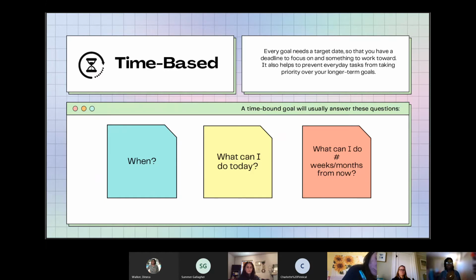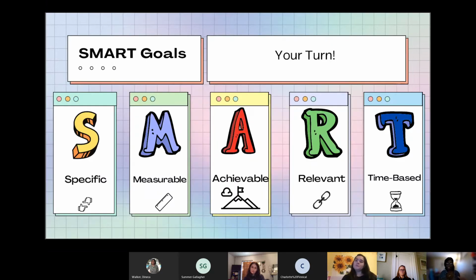So again, with time, you're going to be able to answer when the goal needs to be attained, what you can do today in order to achieve that, and then what you can do within the next number of weeks or months to achieve that. So it's just like, okay, time-based. When is it due? What can I do today? What will I be able to do tomorrow? What will I be able to do in a week to make sure that by the time it's due, I've achieved it? So this breaks down what a goal should be when you are creating them. Specific, measurable, achievable, relevant, and time-based.